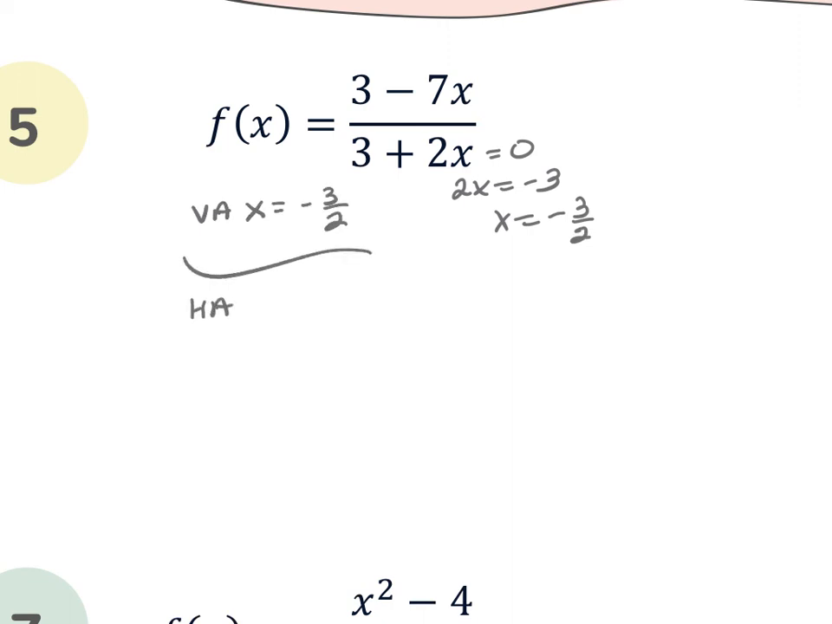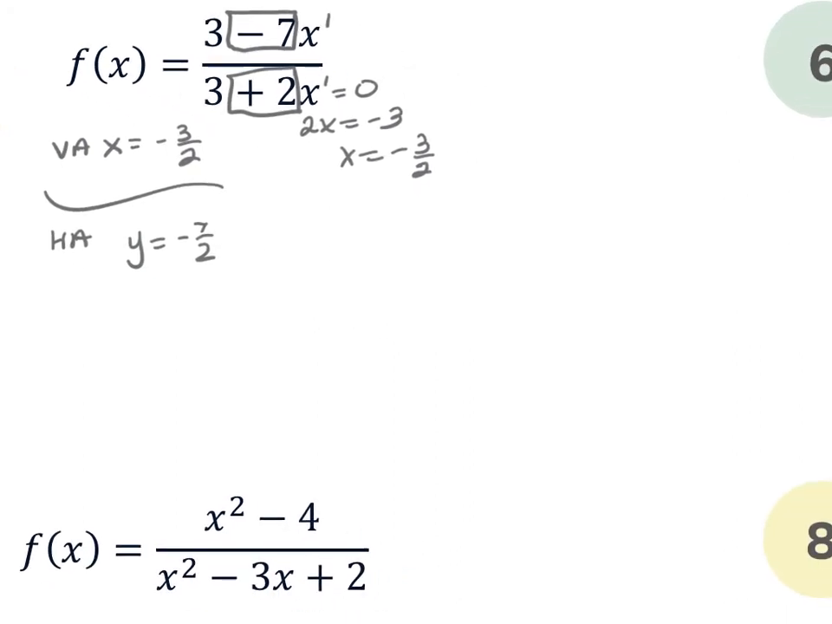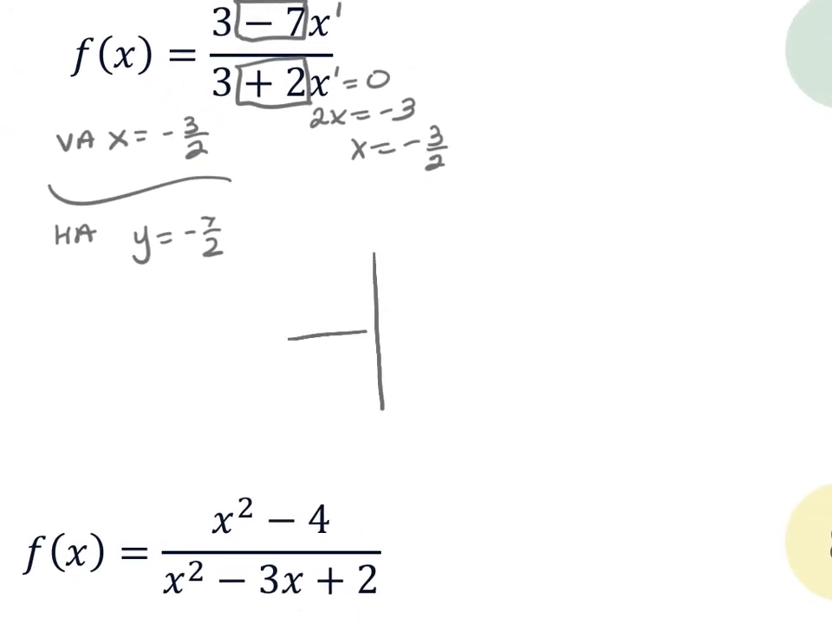Horizontal asymptote: exponent in the top is 1, exponent in the bottom is 1. Those are both the same, so it's the leading coefficient. Y equals, now the leading coefficient on this is -7 and this is +2, so it'd be -7/2. So when I go to pick this out against a graph, keep in mind that I'd have a vertical asymptote at 1.5 and a horizontal asymptote at -3.5.